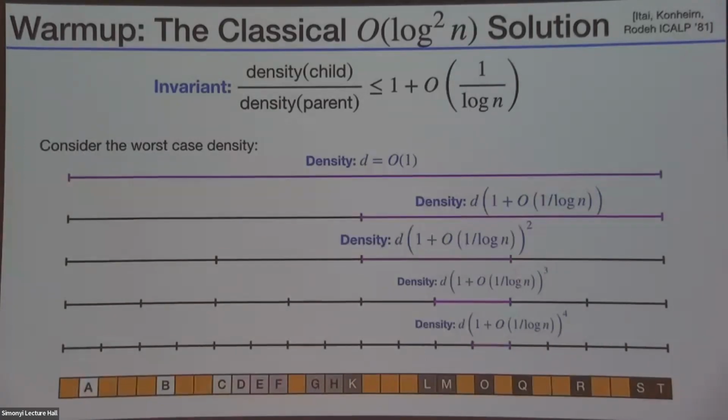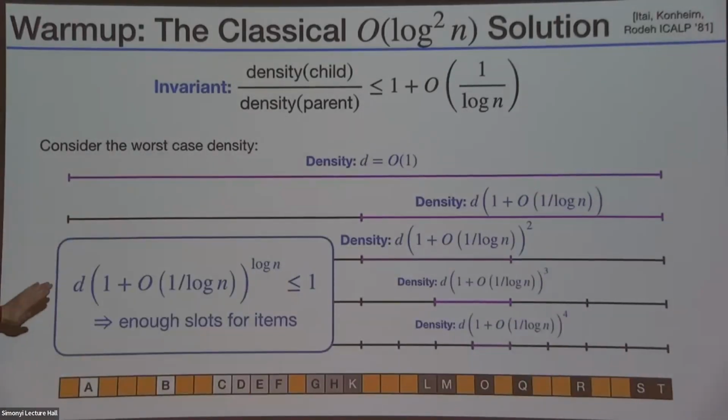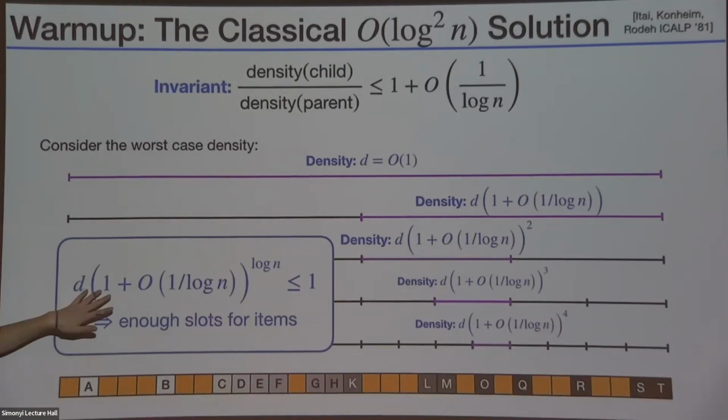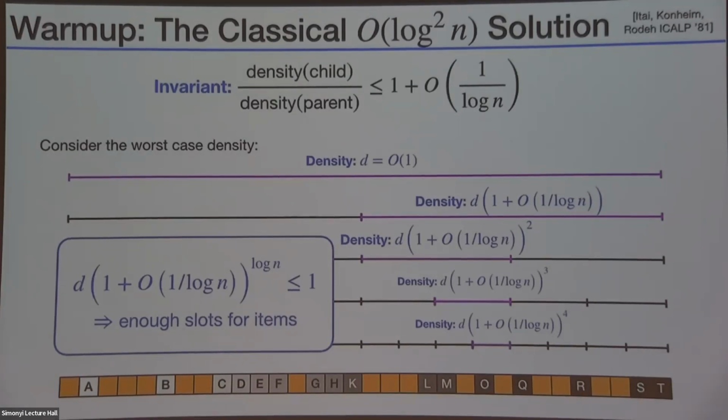And the point is just that once you get to the bottom of these log n levels, your density is going to be like (1 + 1/log n) raised to the log n. And because this is a constant, we don't experience overflow. That is to say, there's always enough slots for the number of items we want to put in. It's never the case that we have only 10 slots and we want to put 15 items into those slots. Okay, so if we can maintain this invariant, then we're good.